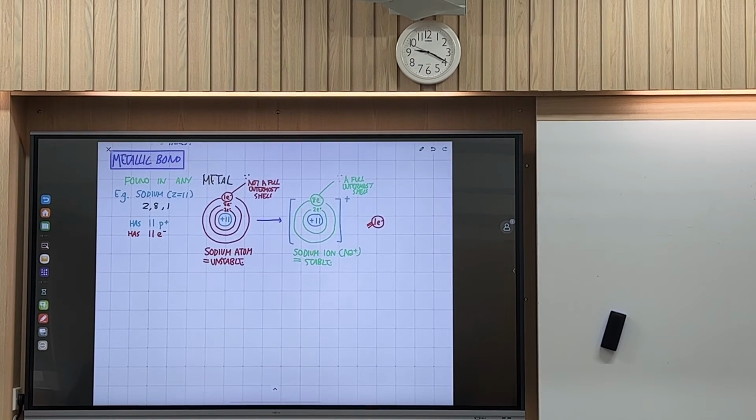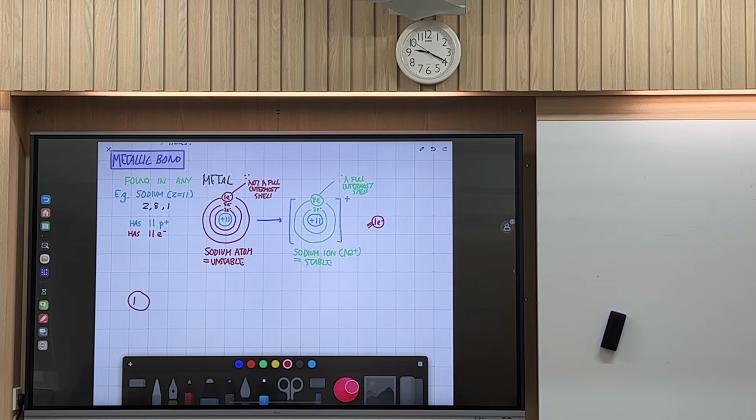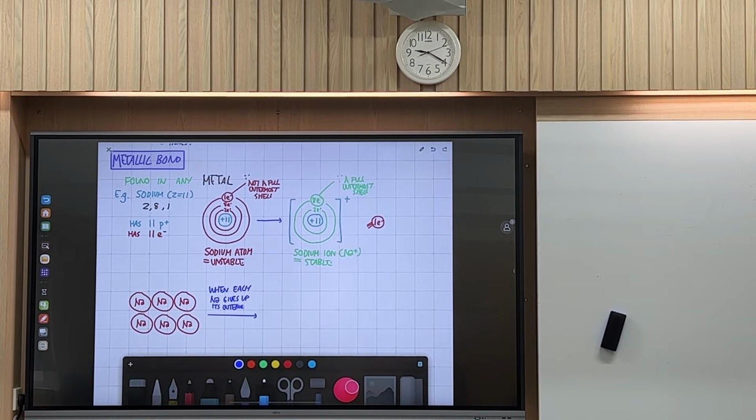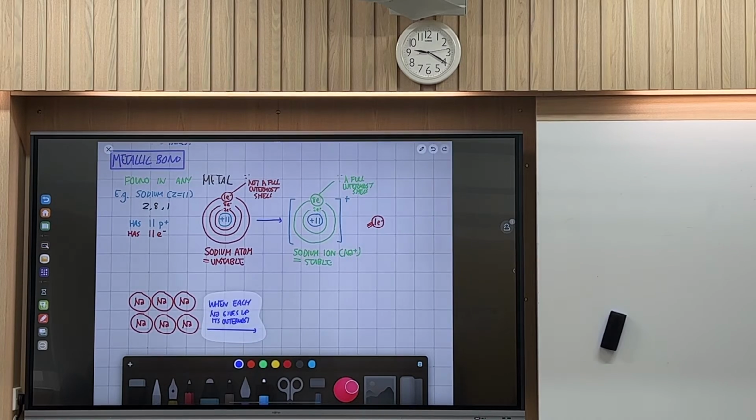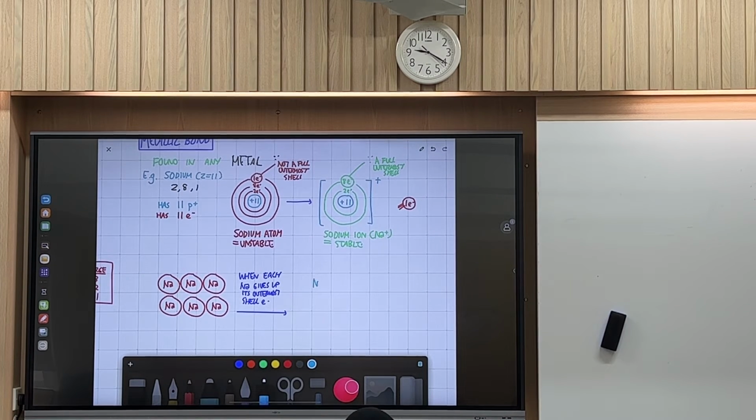So when you take a look at the sodium atom, so at first, all the sodium atoms, they are very unhappy, you see. So this is sodium atom. Okay. But once they have all given up an electron, okay, so when each sodium gives up its outermost shell electron, yeah, what will happen? They will all become stable. But then what will they become as a result of that? They become Na plus charged ion. Okay, so they become Na plus, Na plus, Na plus, like that.